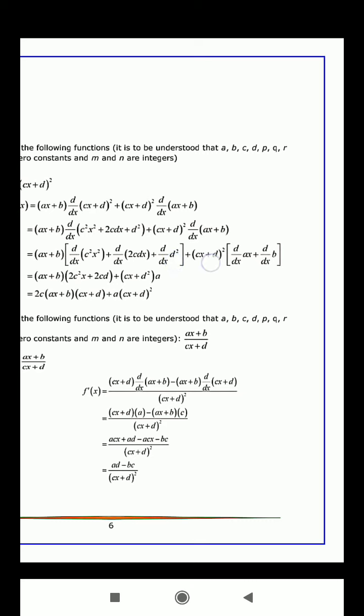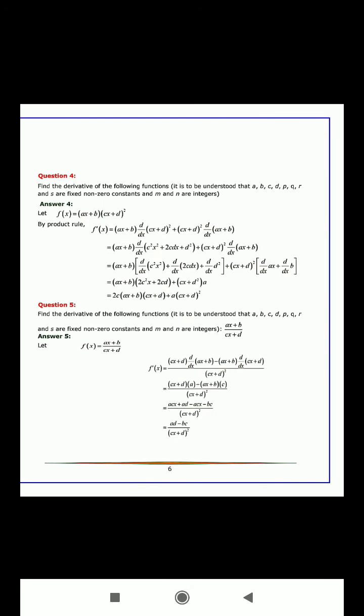Similarly, (cx plus d) whole square as it is, d over dx of ax. A is constant, keep it as it is, and derivative of x is 1, so it will be a only. And derivative of b is 0. So differentiation of this complete term is a only. Now just open it and you will get the answer.